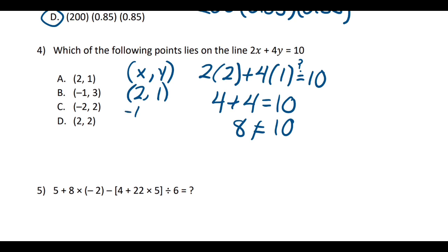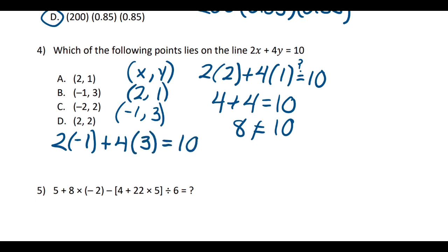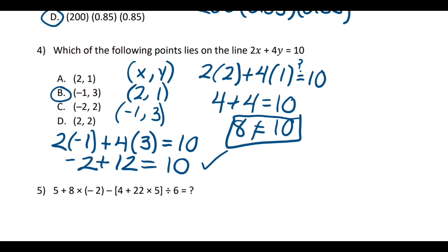Next, we're going to try negative 1, 3. We'll put that down here. 2 times negative 1 plus 4 times 3 equals 10. 2 times negative 1 is negative 2. 4 times 3 is 12. And negative 2 plus 12 is 10. So the answer ends up being B. If you try C and D, you're going to get a false statement like we did for answer A.